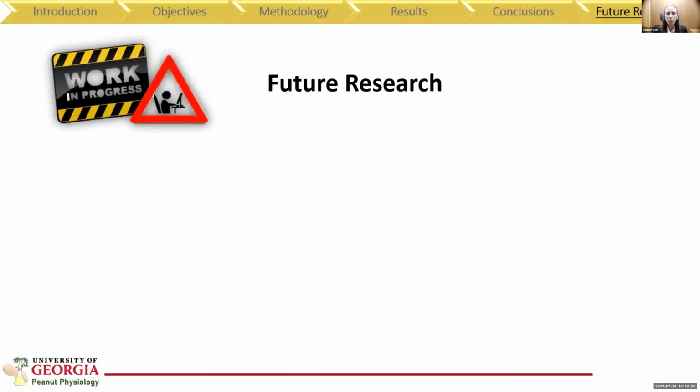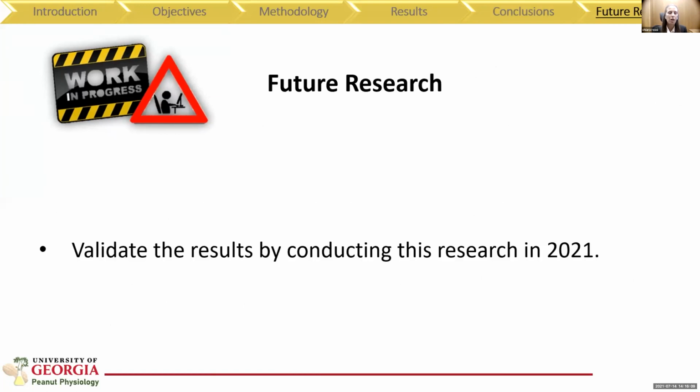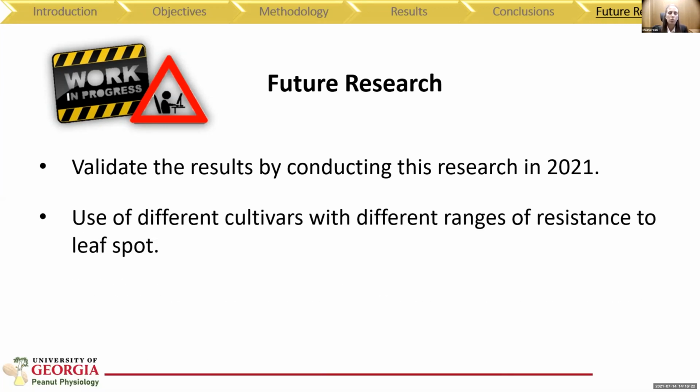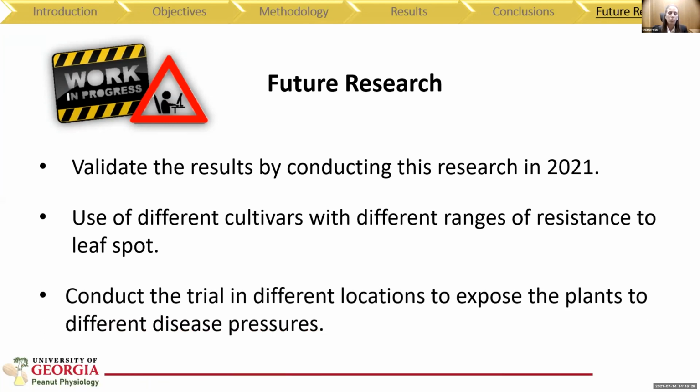However, there is for sure future research that can be done. One of them is to validate the results that we obtained last year by conducting this research again this year, and we actually already started collecting measurements. The second one is to use different cultivars with different ranges of resistance to leaf spot. And the third one is to conduct this experiment in different locations in order to expose the plant to different disease pressure.